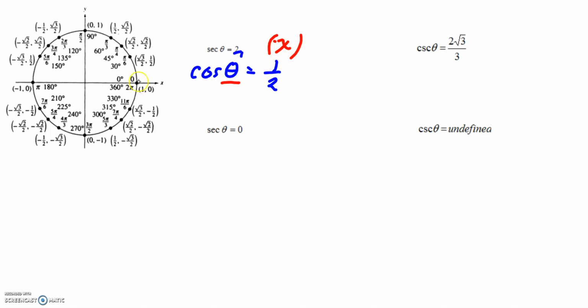So if I go through one revolution of the circle, it looks like the x value is positive 1/2 here, not here, not here, and here. These are the 2 examples, going all the way around 360 degrees, or 2 pi, where this is true for theta. So theta in radians would either be pi over 3 or 5 pi over 3. And in degrees, that would be 60 degrees or 300 degrees.